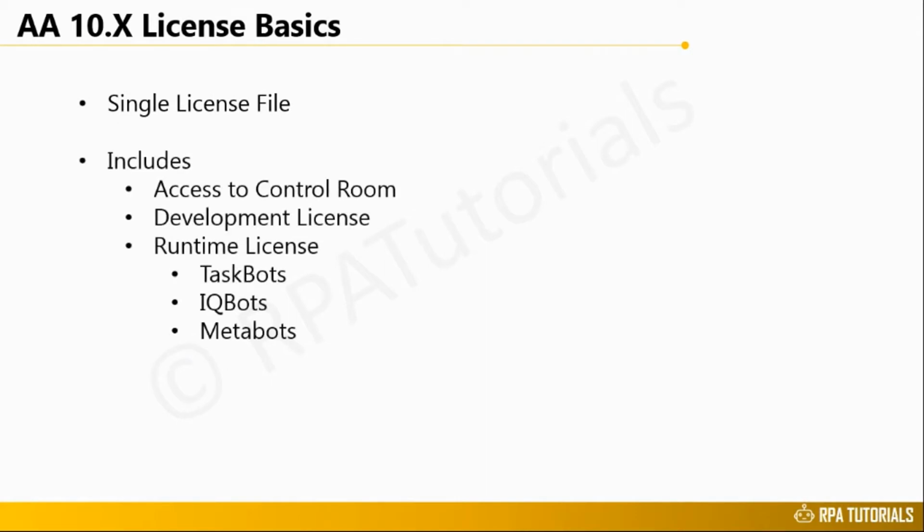Unlike the previous versions, there is just a single license file in 10.x. This license file grants you access to the web-based control room, and includes both development and runtime licenses. Development licenses allow users to create tasks in the Automation Anywhere client application. Runtime licenses are allocated to users who run tasks and, if purchased, IQ bots and MetaBots.